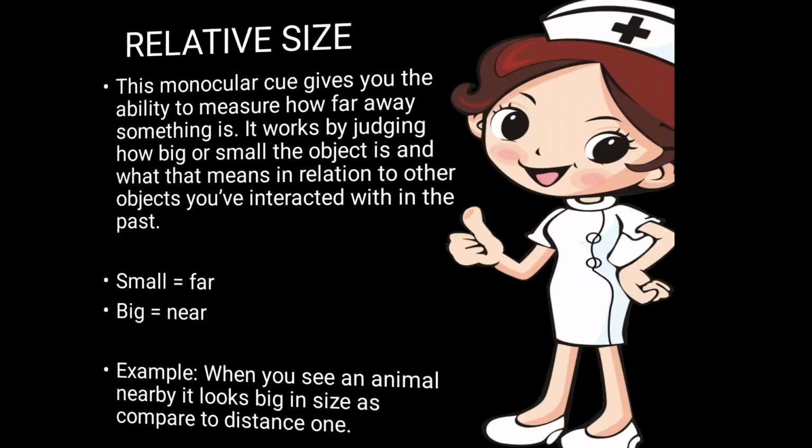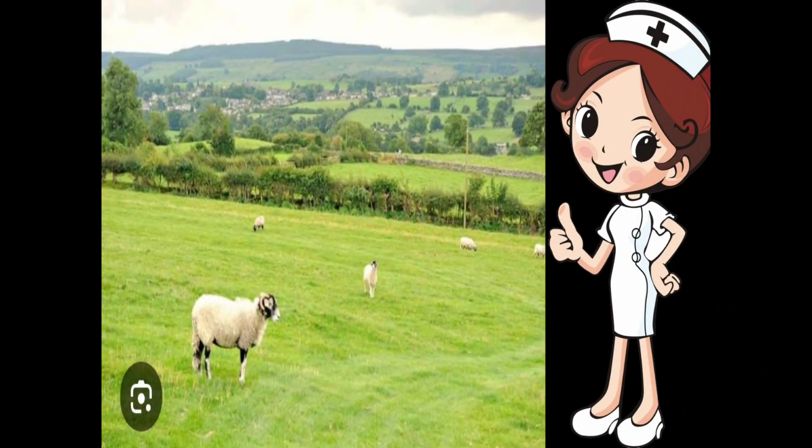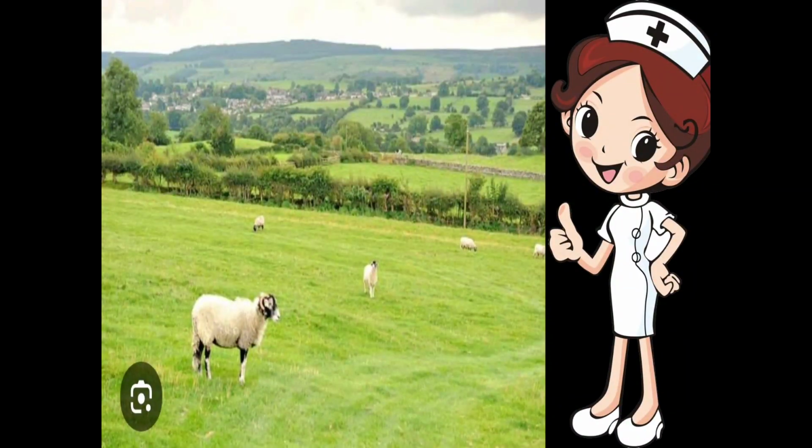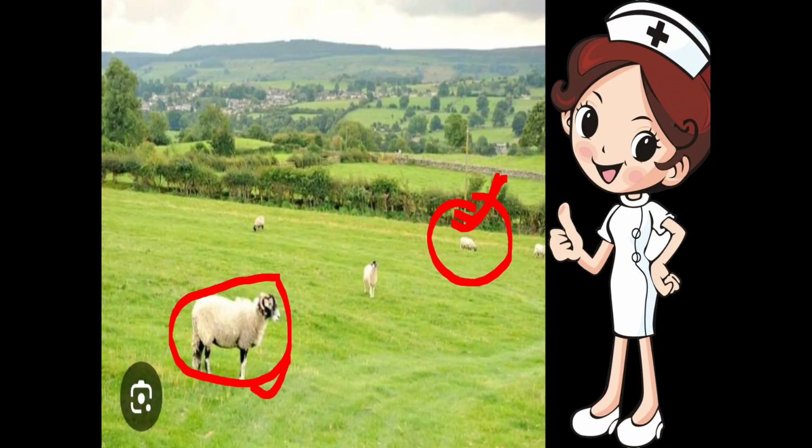For example, let's see a picture in which you can see this animal. It appears to be bigger in size as compared to those standing far away. It is possible that the size of this animal is big as compared to this one, but the object which appears closer to our eyes appears big, and the one which is far away from the eyes appears small. Okay, so this is the importance of relative size.